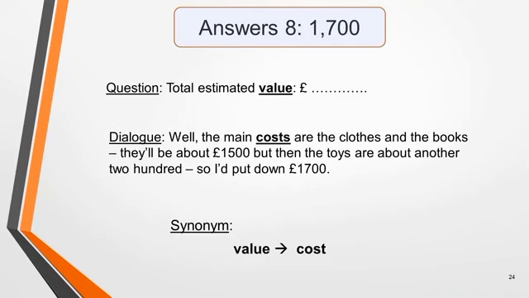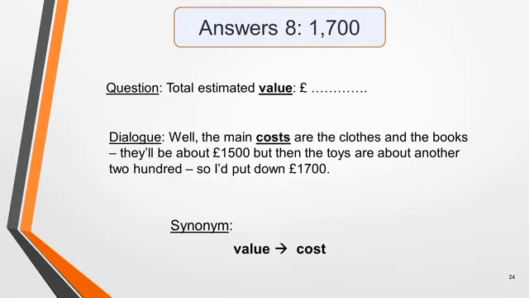Answer 8 is 1,700. Here's the section of dialogue it appears in. OK, what is the total value, do you think, of the contents? Well, the main costs are the clothes and the books. They'll be about 1,500, but then the toys are about another 200, so I'd put down 1,700.